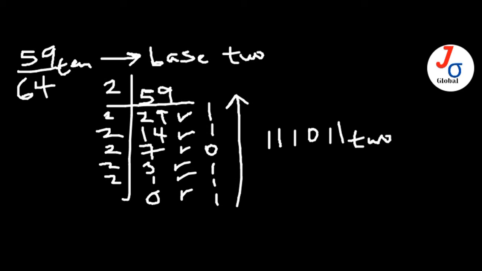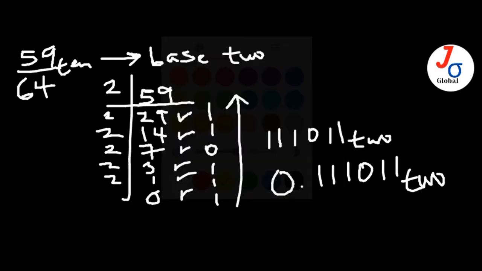So since it's 59 over 64, and that's basically a fraction, that's not even up to 1, so it is 0.111011 base 2. Okay, that's our final answer.